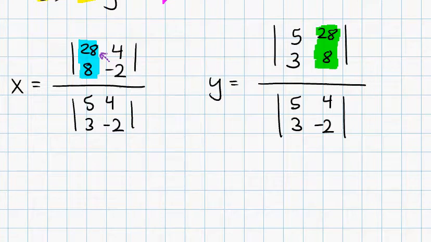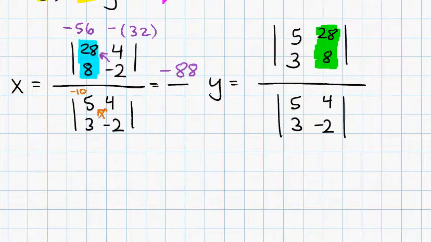So 28 times negative 2 is negative 56 minus 8 times 4, 32, gives us a total of negative 88 over, do it again, negative 10 minus 12 is negative 22. So when you divide those, you get 4. So x must be 4.